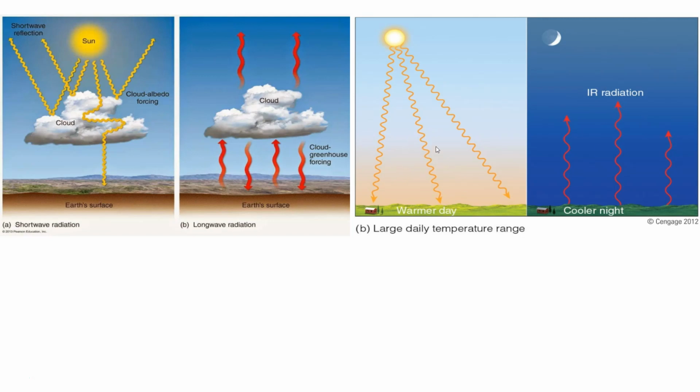So over here, you're going to see a large temperature variation from daytime to nighttime. You're going to see a significant drop in temperature, whereas over here, you're going to see more of a moderate drop, and that's all because of the cloud cover.